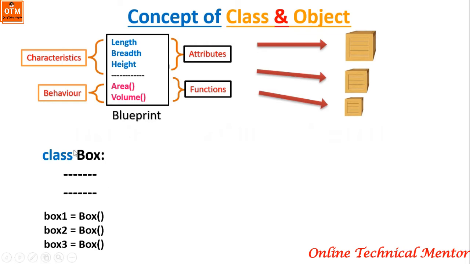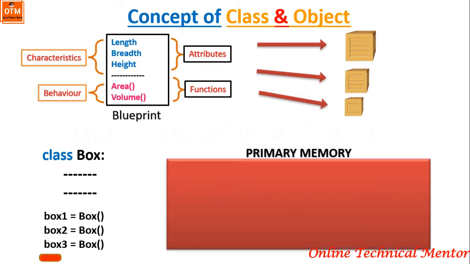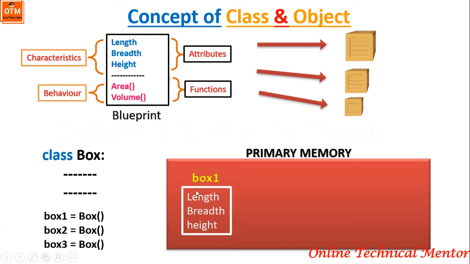Now the question is how to create objects in the Python programming language. The technique is like that. We have to write an object name, that is box1 equal to class name box, parenthesis open close. So by using this class box, we can create multiple objects like box2, box3 and so on. So why are these called objects? In Python programming language, when we write like this, box1 equal to box parenthesis open close, memory is reserved within the primary memory by looking into the variables length, breadth, height.